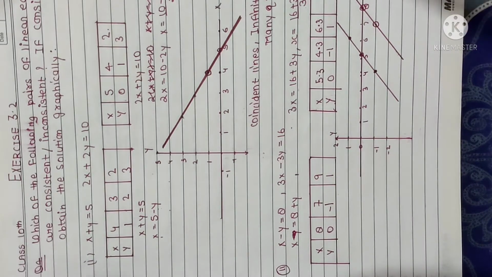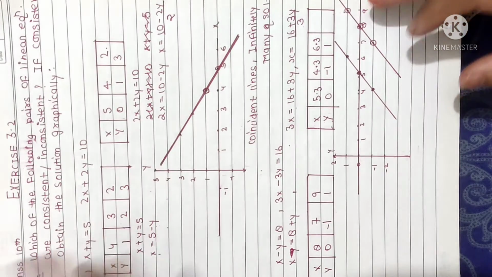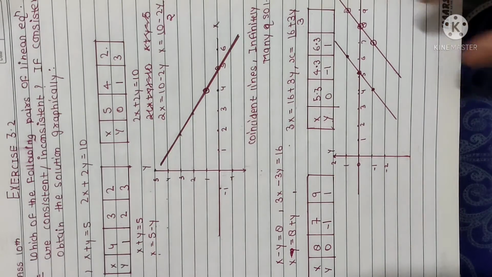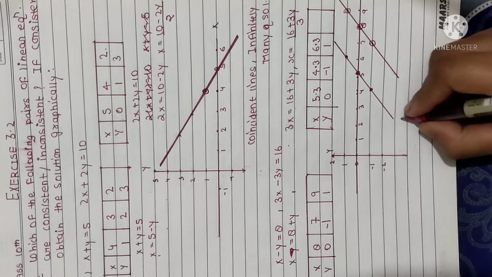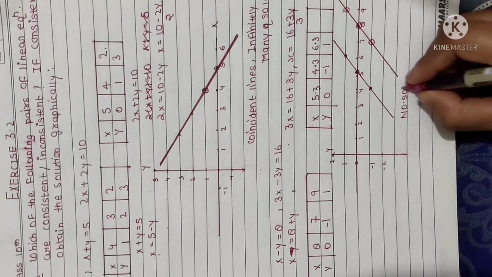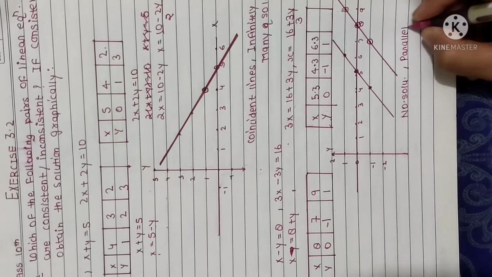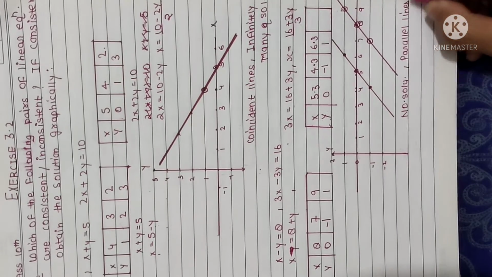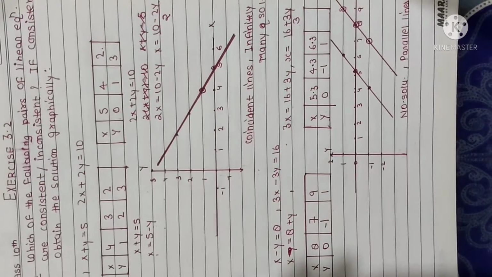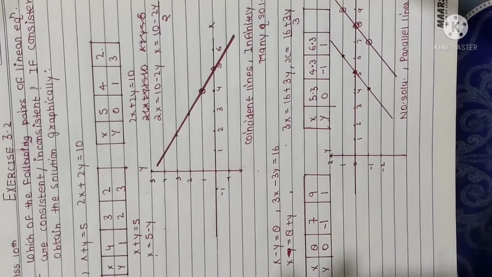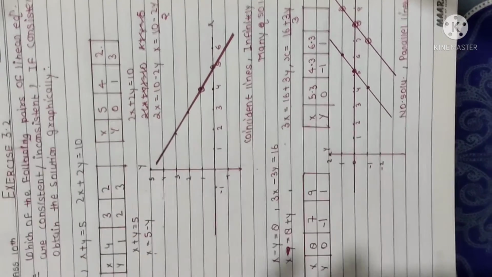So here we can see that these two lines are parallel, they will never intersect or meet anywhere. So the solution will be no solution, and the lines are parallel lines. So this is our second part. Now next we have, just wait.